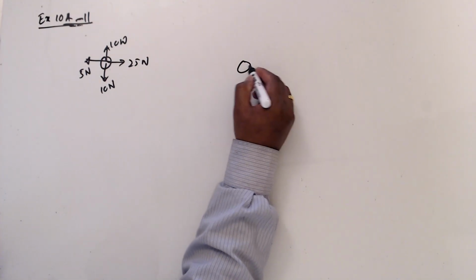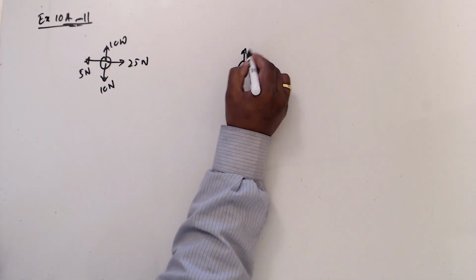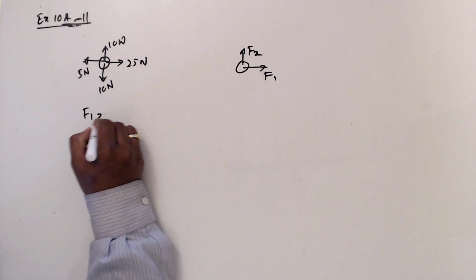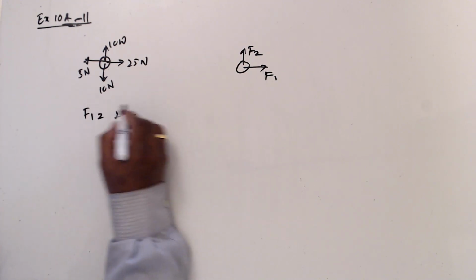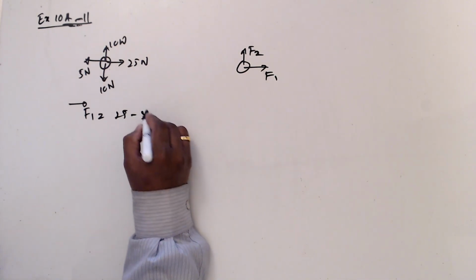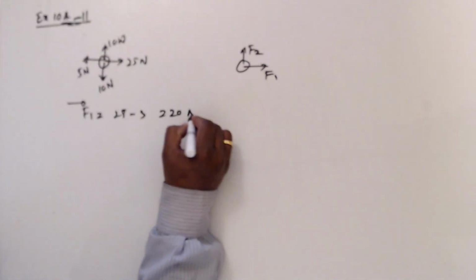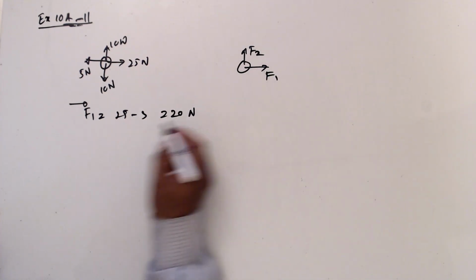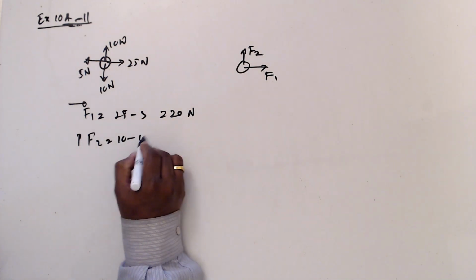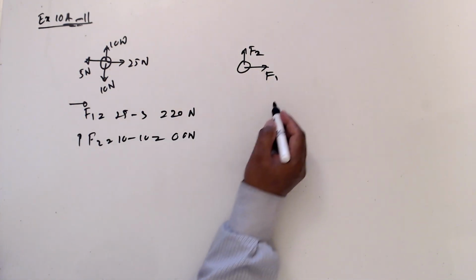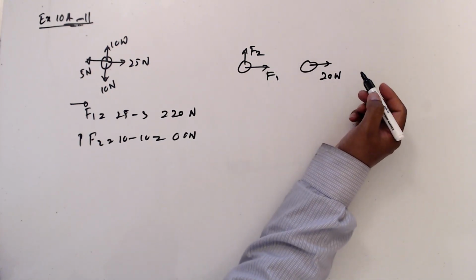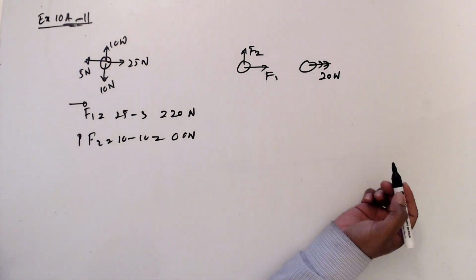The next one is this one. So we will consider this side, F1 and F2. This is horizontal and this is vertical. So F1 equals 25 minus 5, which is 20 Newton, and F2 equals 10 minus 10, 0 Newton. So this particle has just 20 Newton, and this is the resultant force.